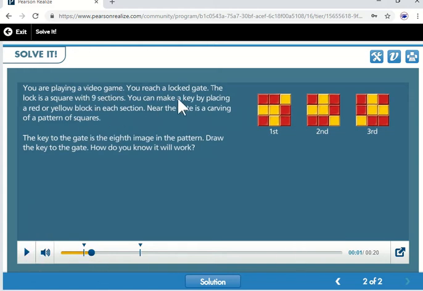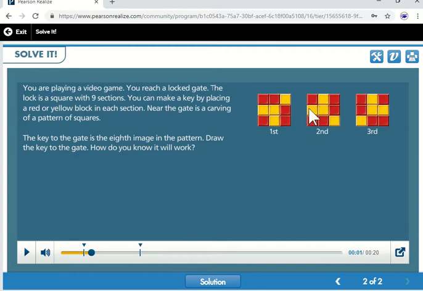So you're playing a video game, you reach a locked gate. The lock is a square with 9 sections. See, 1, 2, 3, 4, 5, 7, 8, 9. You can make a key by placing a red or yellow block in each section. Near the gate is a carving of a pattern of squares. The key to the gate is the 8th image in the pattern. Draw the key to the gate. How do you know it will work?